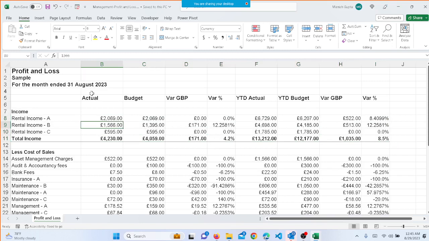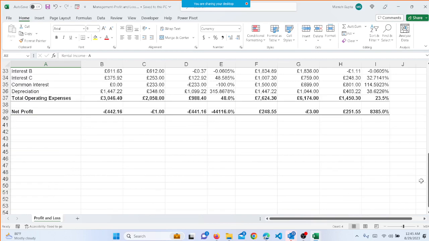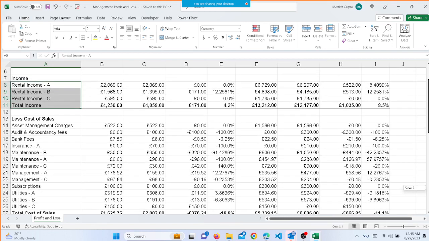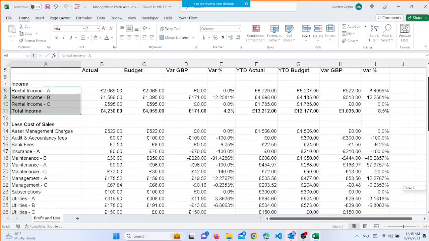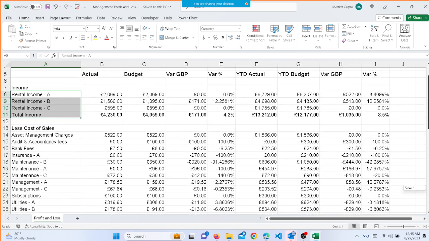There's one column for actual, budget, then year to date actual and year to date last year. It's a very typical format for management in any kind of company. They look at the monthly profit and loss statement and compare it against the budget for that particular department. So let's say this company is a rental company, for example, and they have three buildings A, B, C, with maintenance expense for different buildings, interest paying for different buildings, and utilities for different buildings.